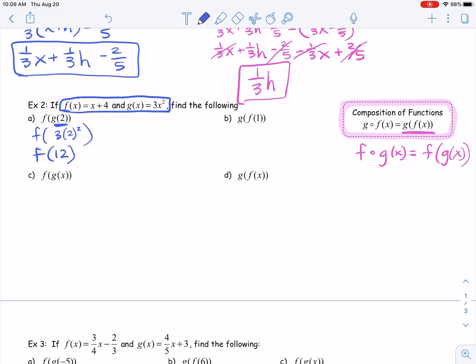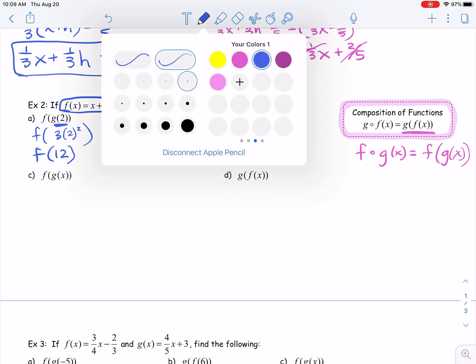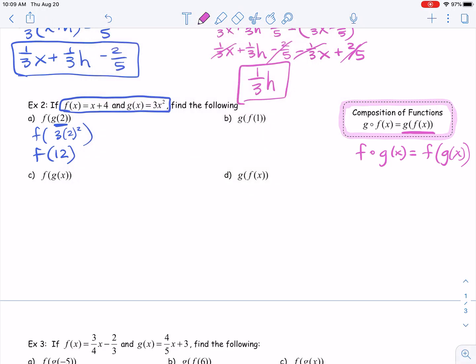All I did was simplify what was inside my parentheses. So when I want f of 12, then that means I'm going to plug in 12 everywhere I see an x in the f of x function, which is x plus 4. So f of 12 is really 12 plus 4, and 12 plus 4 is 16. So that f of g of 2 is really equal to 16.